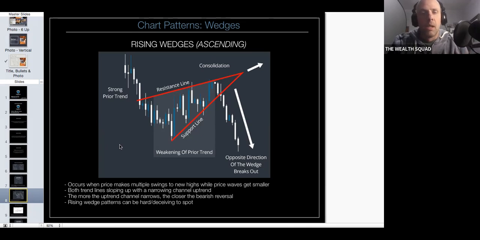Also, one of the things to say about these, and this goes with the falling wedges too, is that rising wedge patterns in general can be hard and deceiving to spot at times. A lot of people mix them up with triangle patterns or pennants or flags. So these aren't always the easiest to notice.